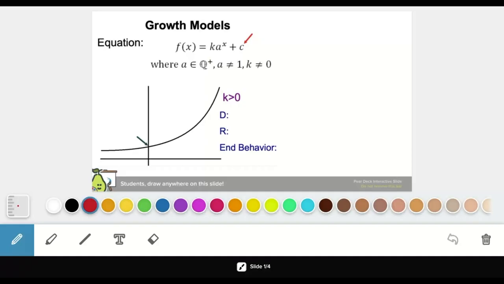Here we go. All right. So what you see here in front of you is an example of a growth model. Exponential. We call it exponential because we have our friend right here. You see x? He's an exponent. That's why it's an exponential equation. Our variable is in the exponent.